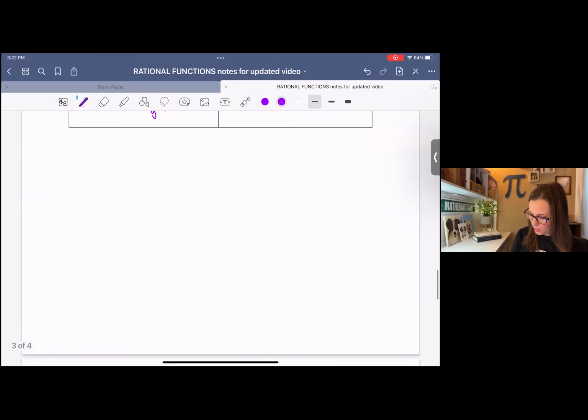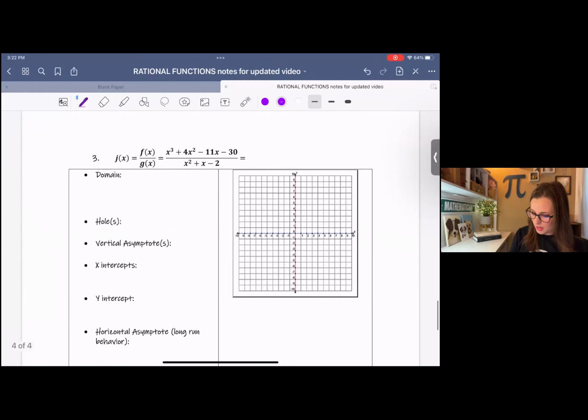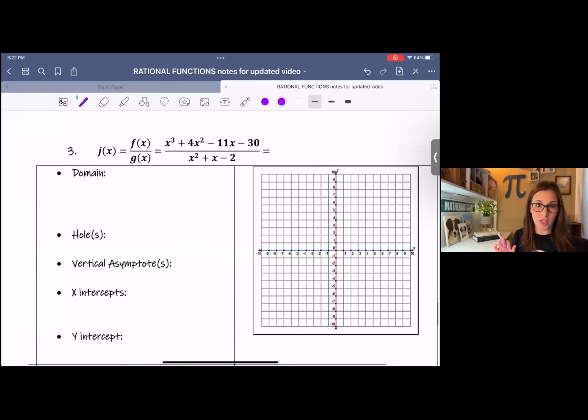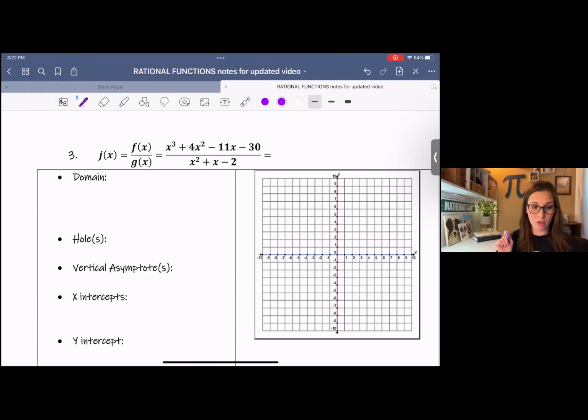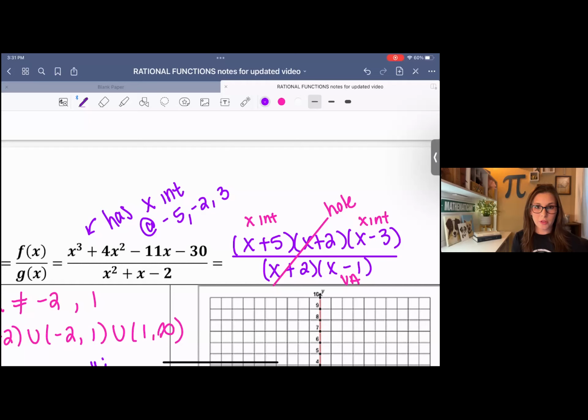Okay, last one. I want you to go ahead and start it. If you're overwhelmed by x to the third, you might use a table of values to figure out where those x-intercepts are instead of trying to factor it. So go ahead and factor all that out, find all the pieces, and come back. If you look at just the numerator and plug it into y equals on your calculator, go to the table, then you will find x-intercepts at -5, -2, and 3.